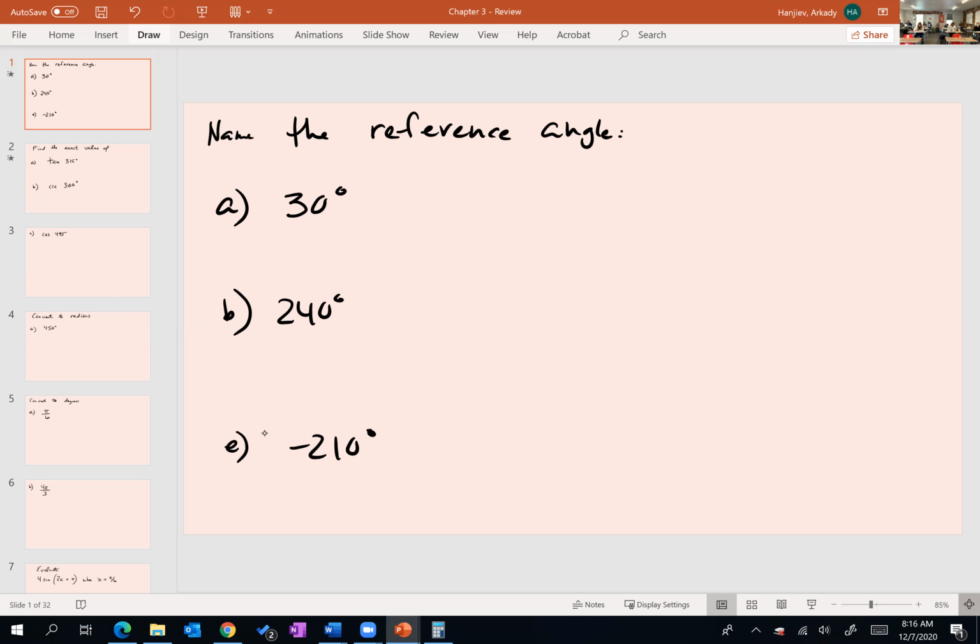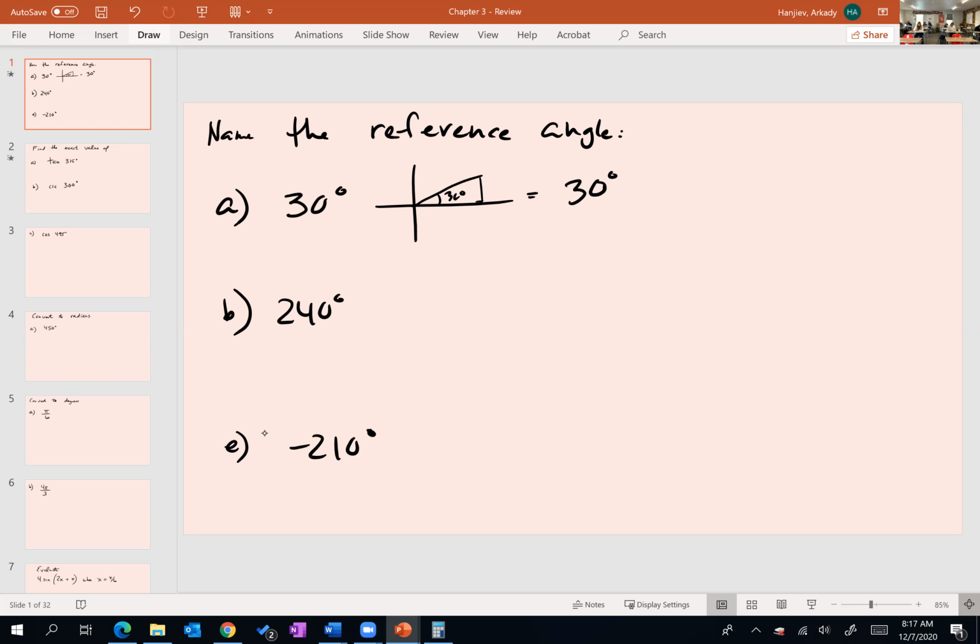A is 30, I think. Absolutely. 30 degrees, you're already in quadrant 1. And because you're in quadrant 1, the reference angle and the regular angle are exactly the same. Good. Ding, ding. Next one.